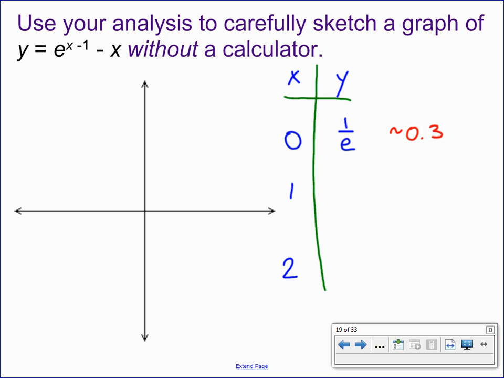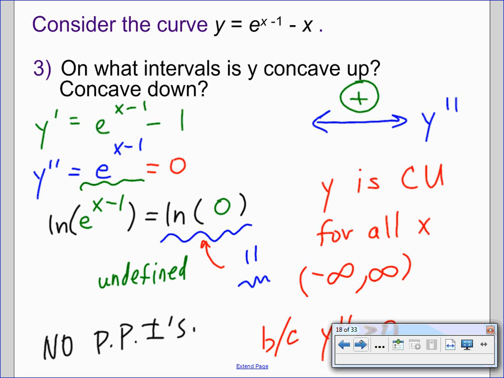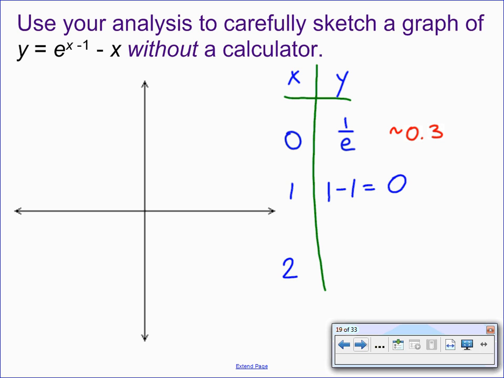Let's plug in x equals 1 to my original. Again, we're doing this non-calculator, so we gotta see how well we can do. e to the 1 minus 1 is e to the 0. e to the 0 is 1, yes? So 1 minus 1 equals 0. So it looks to me like our local minimum at x equals 1 is 0. Did I do that right? e to the 1 minus 1 is e to the 0 is 1 minus 1 is 0. So this is a local min.